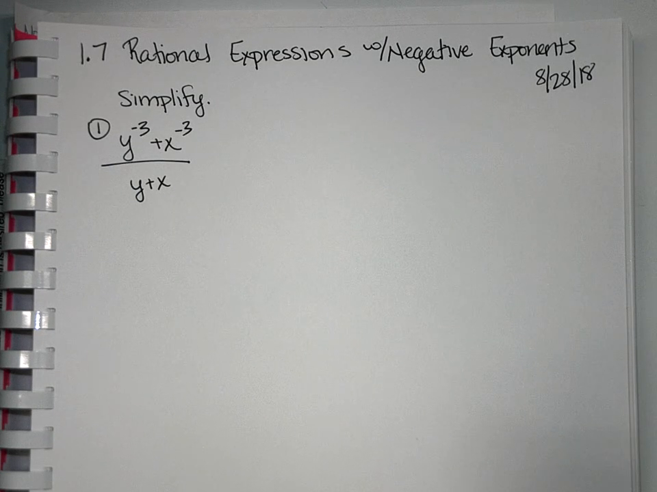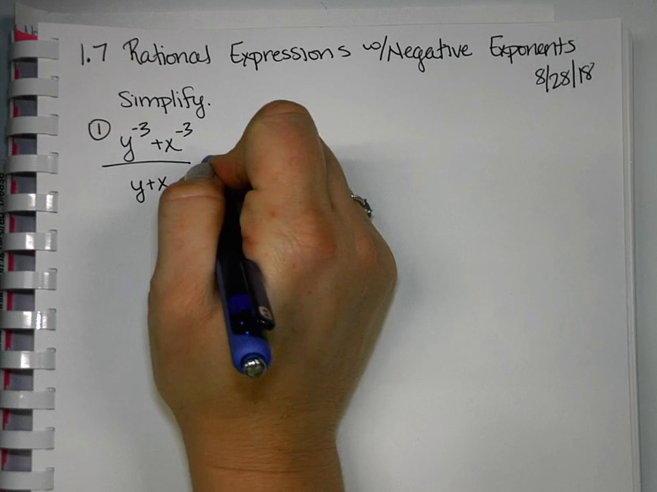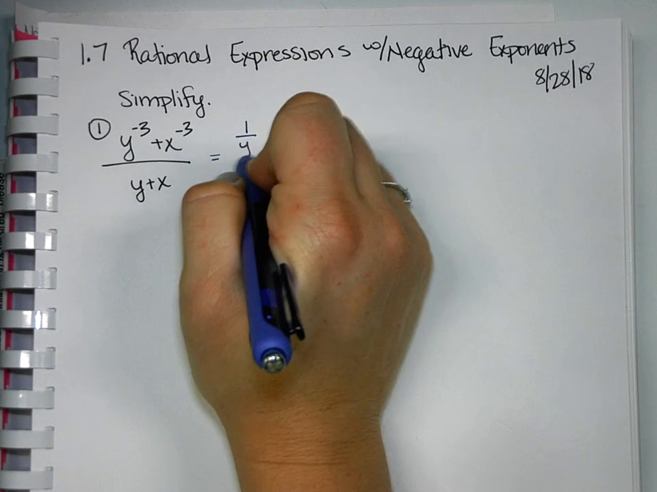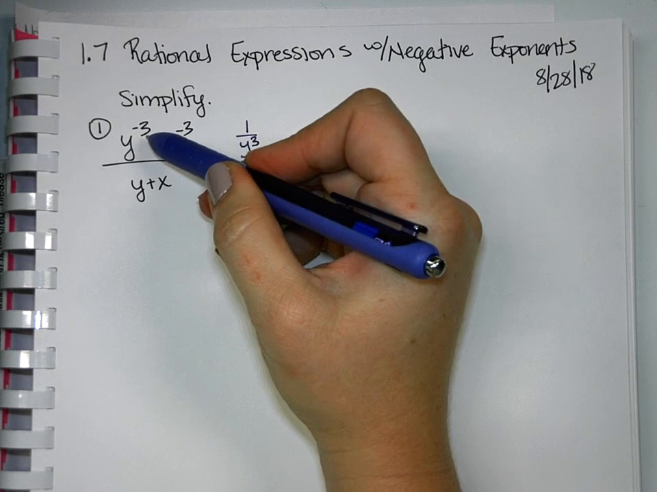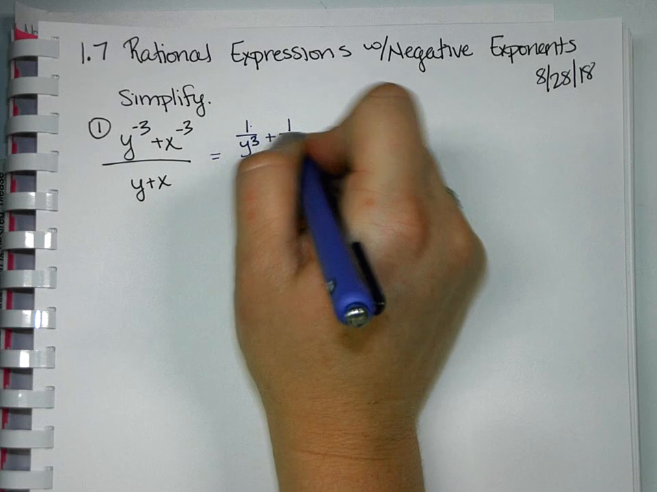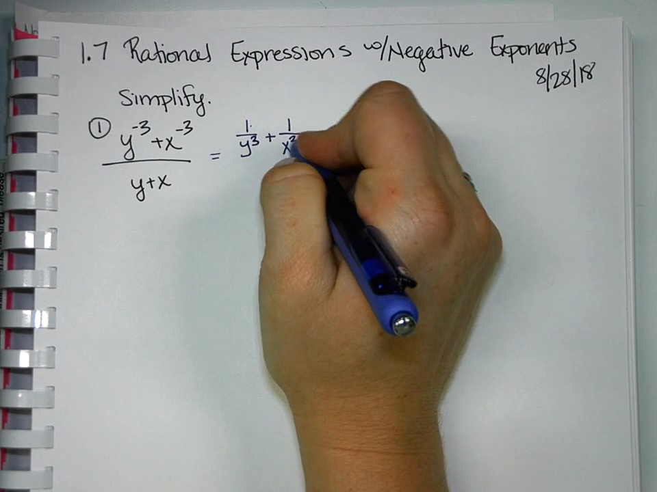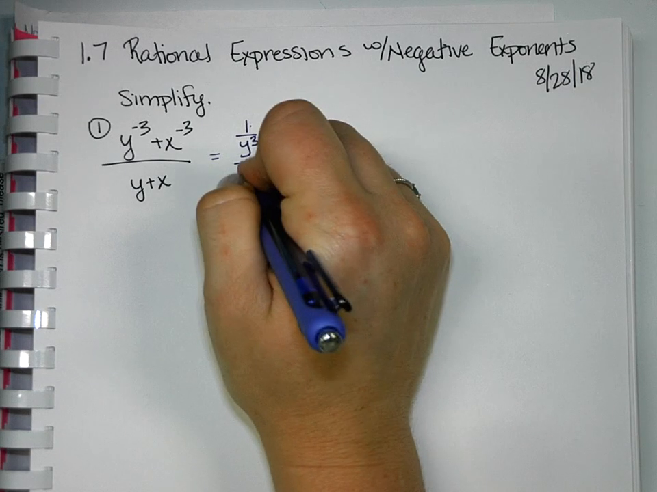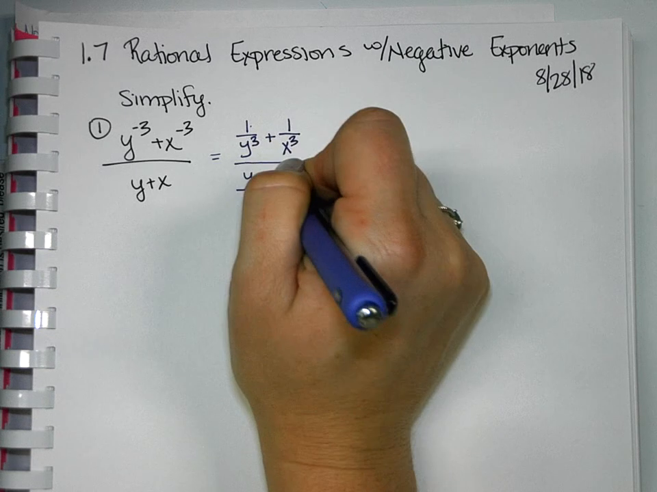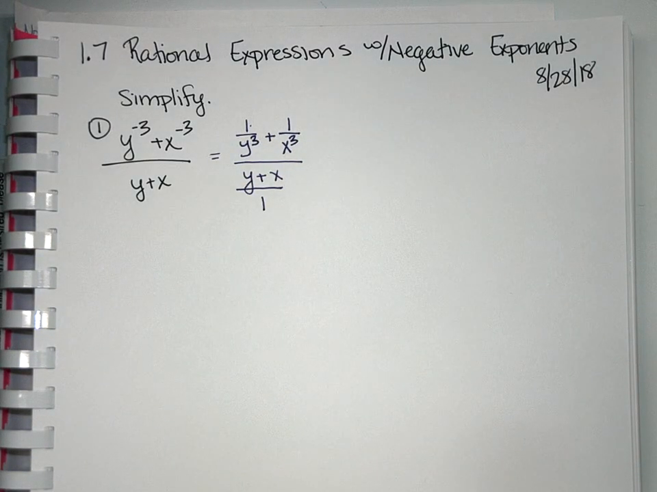So when we look at this one, I'm going to start off by taking each term with a negative exponent and making it into a fraction. So the y to the negative third becomes 1 over y to the third, and x to the negative 3 becomes 1 over x to the third. Now in the denominator, I have y plus x. I can just put a 1 under that so that it looks like a complex fraction. Also, this helps remind me that my denominator of the denominator is a 1 and not a number.